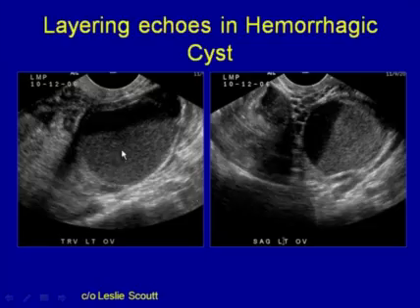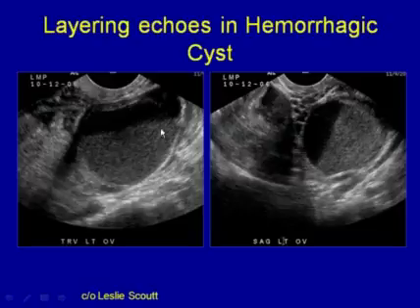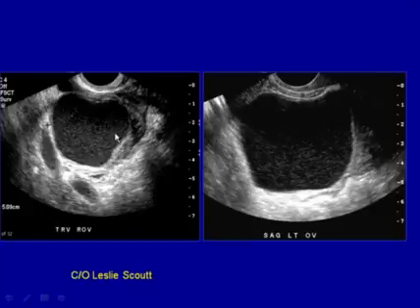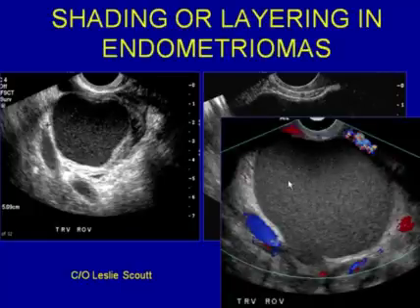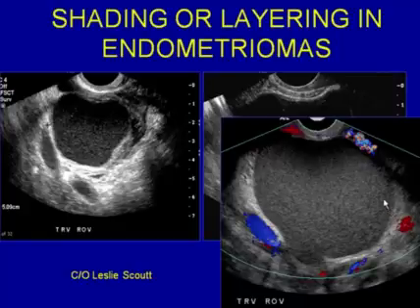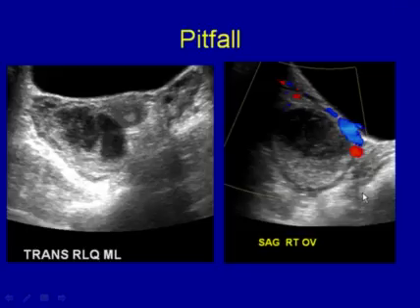And layering echoes can occur in a hemorrhagic cyst, although we don't see them that often. Here is such a case. Here's another patient who has some layering echoes, and this one happens to be an endometrioma. So again, follow-up is your clue if you can't tell the difference.